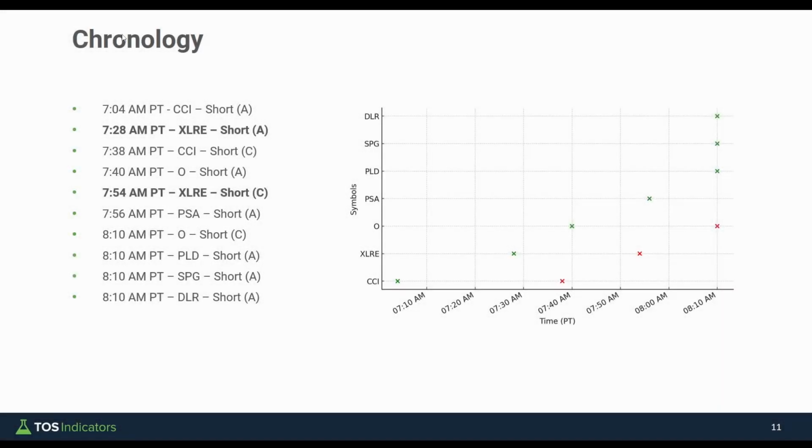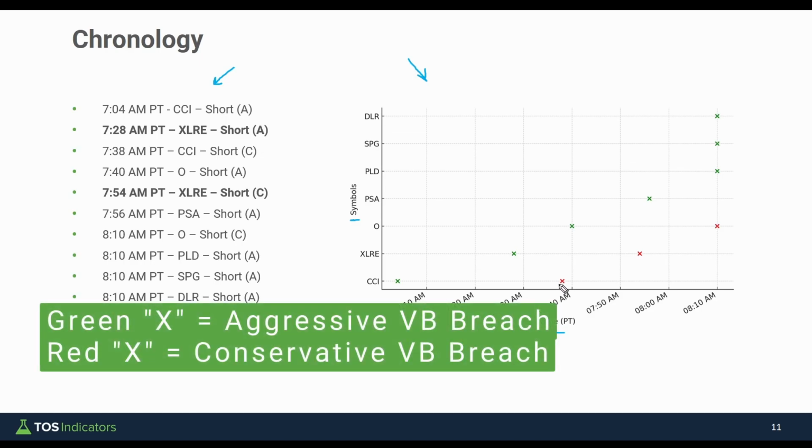Now, if we take a look at the chronology here in a little bit more of a visual manner, I have a chart to the right along with the times to the left. Now, the way to read this chart, on the y-axis we have the symbols, on the x-axis we have the time. The red X's are the conservative models, and the green X's are the aggressive models being breached.